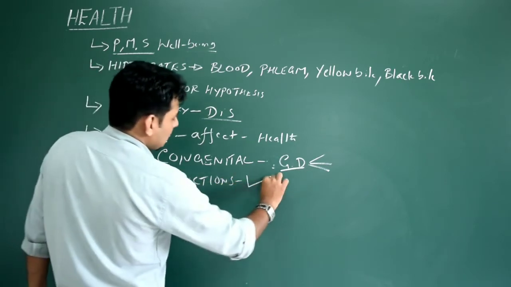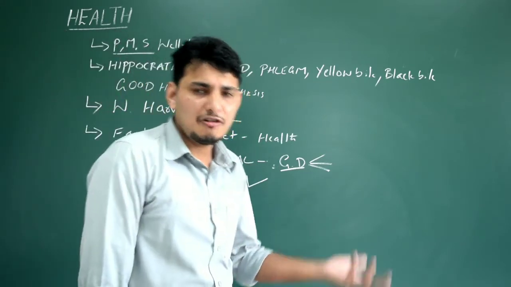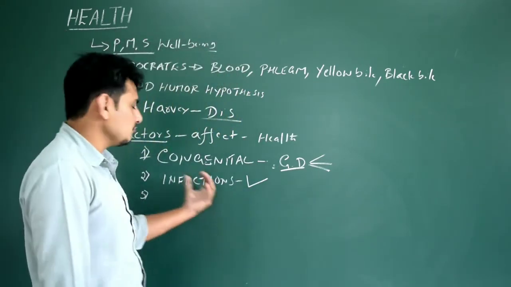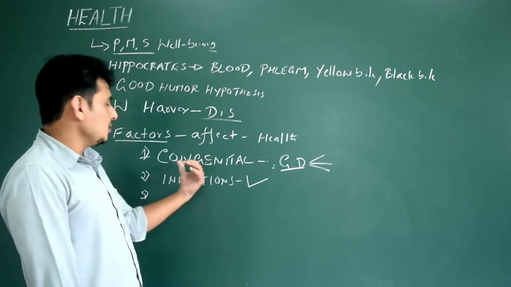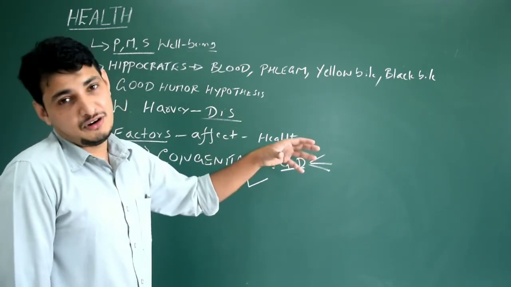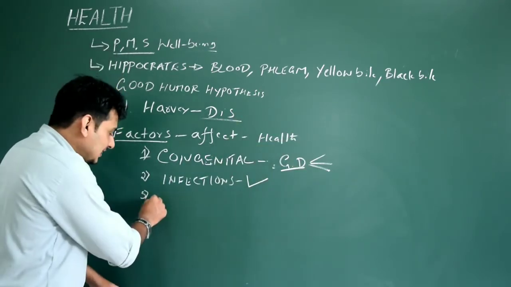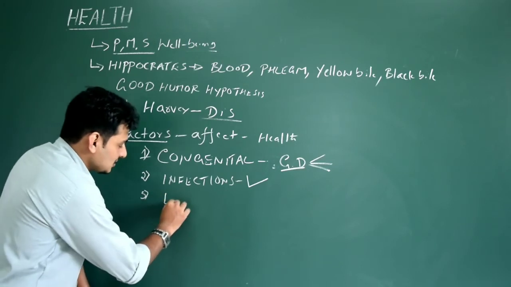Here we are helpless. We don't know. It depends on our immune system actually. If our immune system is good, obviously we survive from the infections. This one we are helpless, congenital. It is given by the father or mother, that is hereditary. We cannot do anything with it. But the last one is the lifestyle.